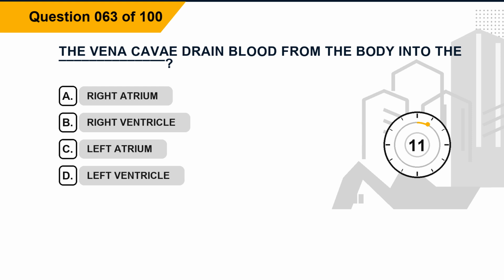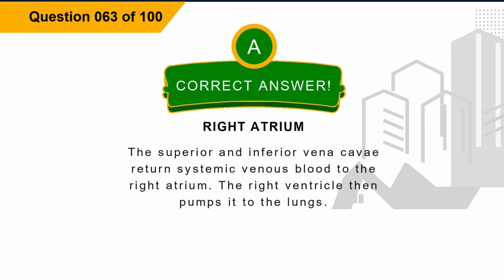Question 63. The vena cava drain blood from the body into the blank? Option A, right atrium. Option B, right ventricle. Option C, left atrium. Option D, left ventricle. The correct answer is option A, right atrium. Explanation: the superior and inferior vena cava return systemic venous blood to the right atrium. The right ventricle then pumps it to the lungs.